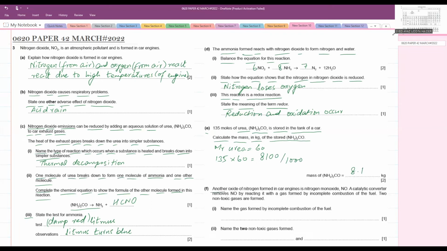Now, part F. Another oxide of nitrogen formed in car engines is nitrogen monoxide, NO. A catalytic converter removes NO by reacting it with a gas formed by incomplete combustion of the fuel. Two non-toxic gases are formed. Part 1: name the gas formed by incomplete combustion of the fuel. This one is very simple. You know that during incomplete combustion, both steam and carbon monoxide are produced. The question indicates that the gas produced must be the toxic one. So the answer should be carbon monoxide.